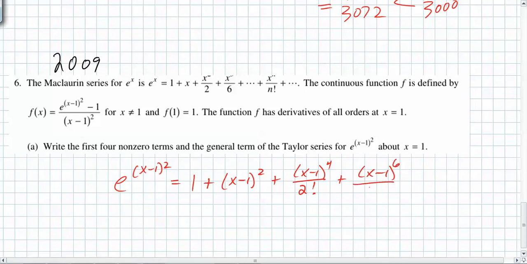True, no, I agree with you. I'm just checking. Those are the first 4 non-zero terms. Is that correct? And it's about 1. It's not centered at 0. It's about 1. So is this a Maclaurin? No, Taylor. Good.